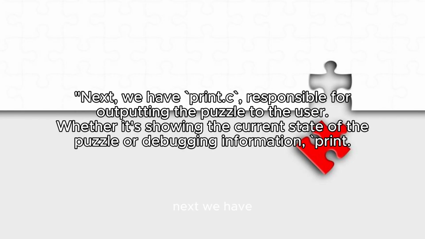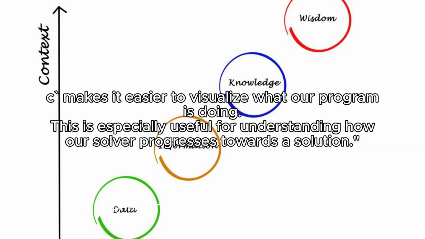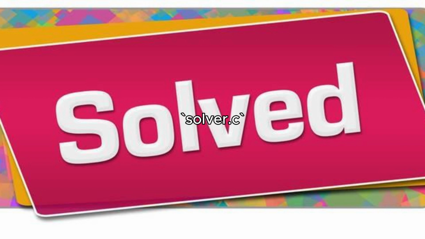Print.c. Next, we have print.c, responsible for outputting the puzzle to the user. Whether it's showing the current state of the puzzle or debugging information, print.c makes it easier to visualize what our program is doing. This is especially useful for understanding how our solver progresses towards a solution.